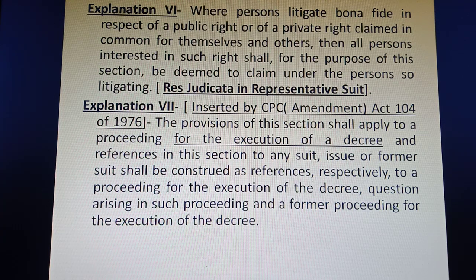Now let us discuss explanation number 7, which has been inserted by the CPC Amendment Act 104 of 1976. This explanation brought the concept of res judicata for the execution of the decree. It states that the provisions of this section shall apply to a proceeding for the execution of a decree, and references in this section number 11 to any suit, issue or former suit shall be construed as references respectively to a proceeding for the execution of the decree. Suit shall be replaced by the execution of the decree, issue shall be replaced by a question arising in such proceeding, and former suit shall be replaced by a former proceeding for the execution of the decree. We will discuss it in detail in the next videos as well.